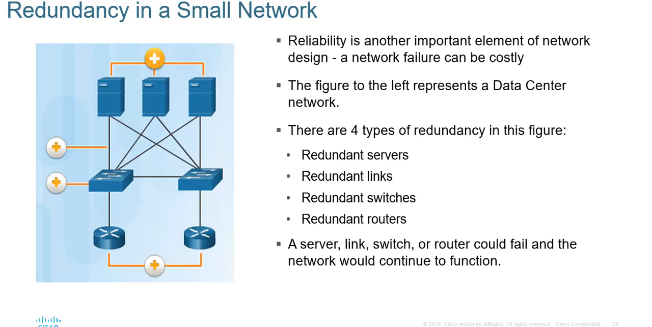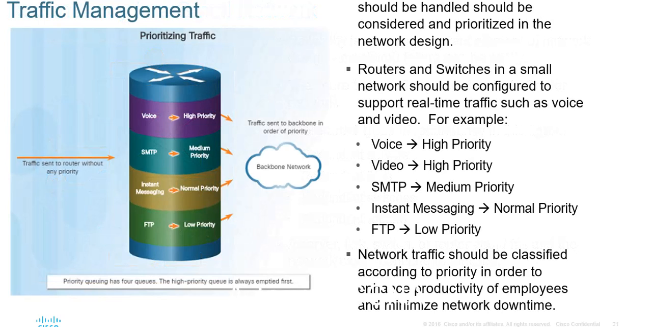There are four types of redundancies. In this topology here, we have redundancy for cables, that is the links. We have redundancy for servers, for switches, and for routers. If any of these fail, the other one will continue and make sure the work continues.